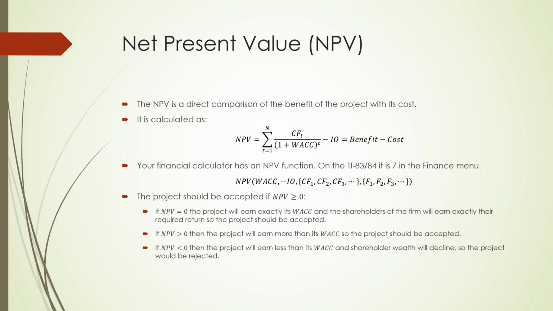Now, understand that we're defining the benefit as the total present value of the cash inflows. And since we're discounting those cash flows at the cost of capital, an NPV of 0 means that the shareholders get exactly their required rate of return. And anytime you get exactly what you want, you should be happy with that. And so the shareholders will be happy with an NPV of 0 or greater.